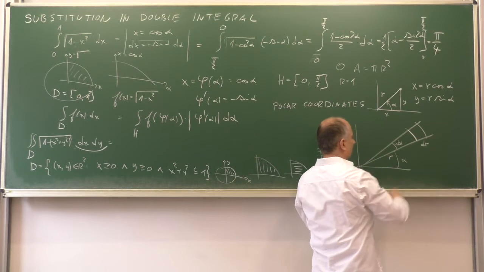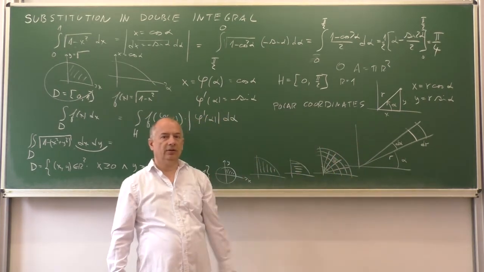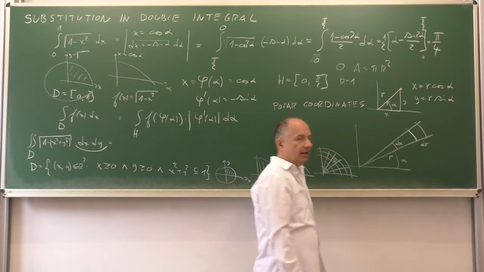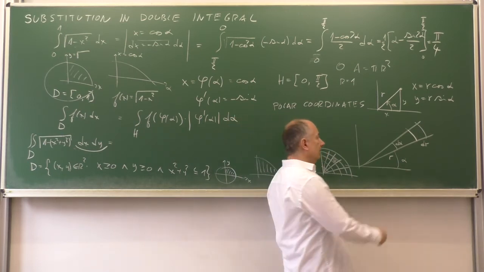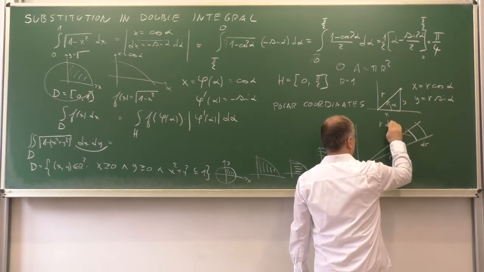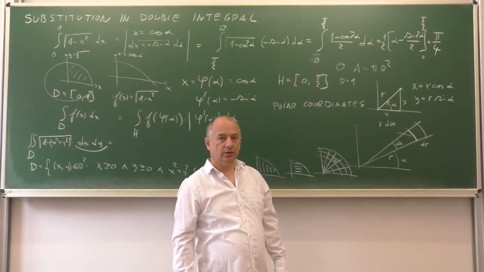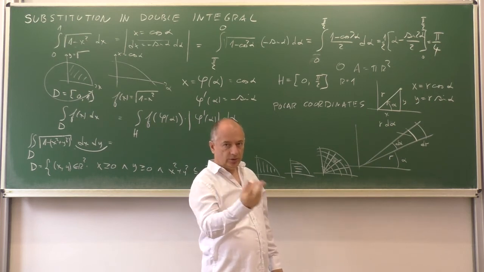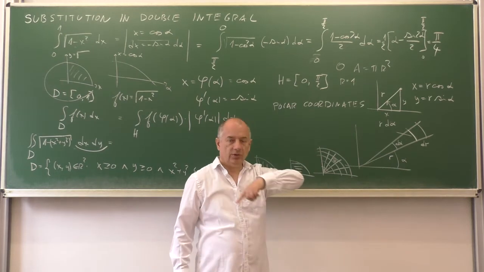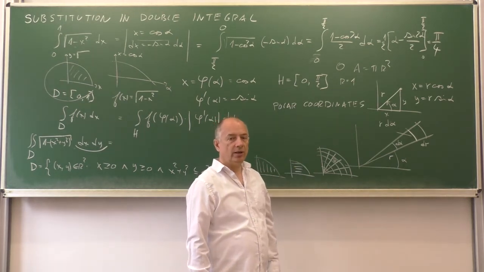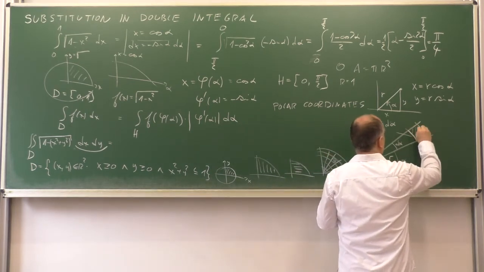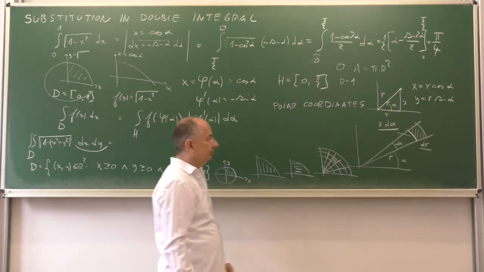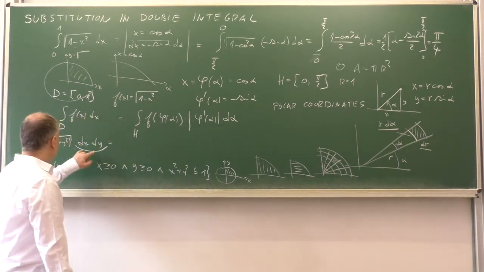Then this length is proportional to the angle d alpha, and it is also proportional to the radius r. And if we measure the angle in radians, then this length is r times d alpha, the product of the radius and the angle. A special case is when the angle is the complete turn, 2 pi, then we have the length of the circle, 2 pi r. And then this area is dr times r times d alpha. And this is an expression that replaces dx dy.